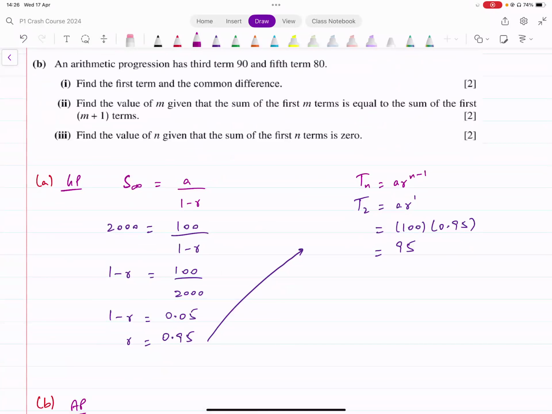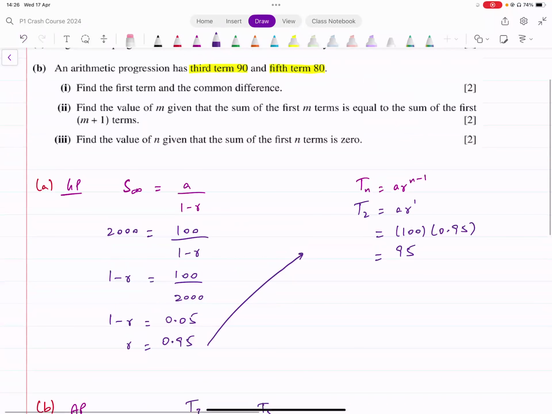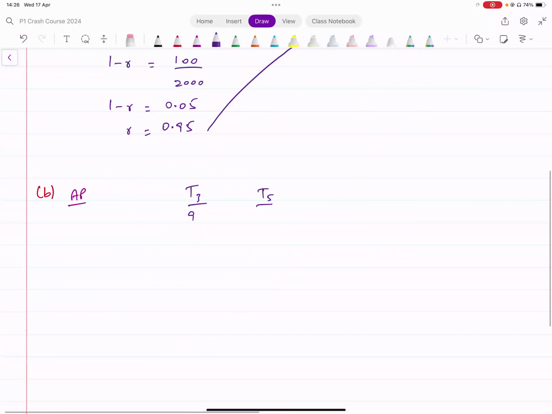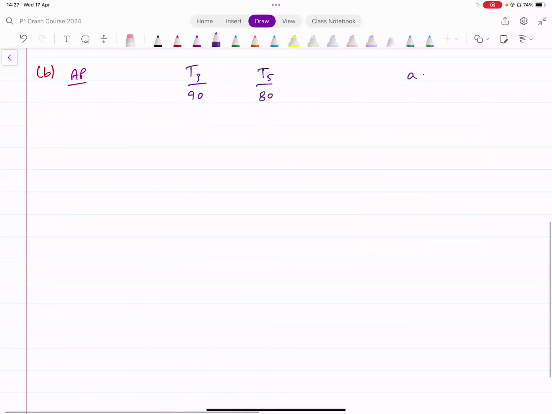Now, what information are we given? We're given that the third term is 90 and the fifth term is 80. So we have the value of the third term and the value of the fifth term. We need to find the first term and the common difference. Okay, now how do we think about this? We are given term 3 and we're given term 5. Term 3 is 90 and term 5 is 80. We need to find first term and common difference. That means we want A and we want D.